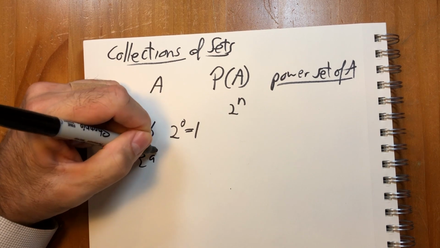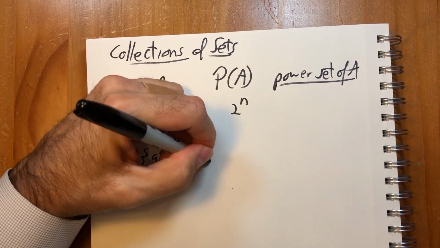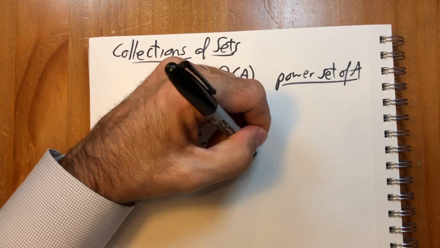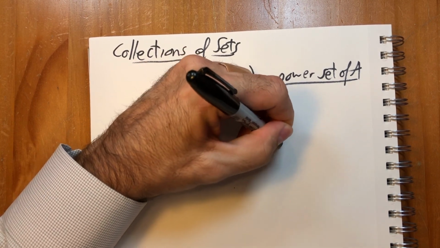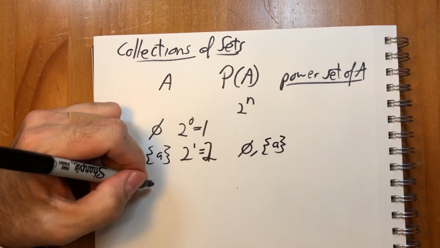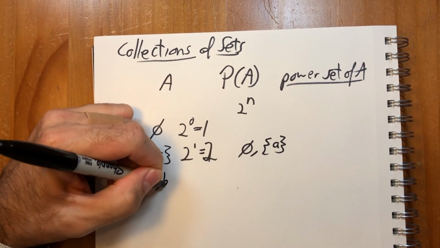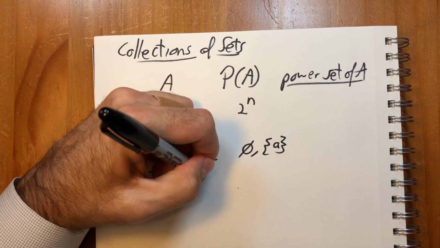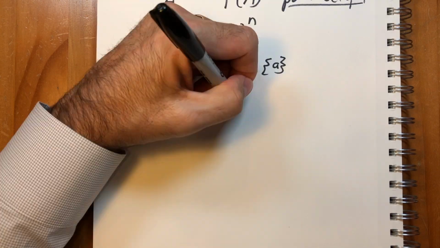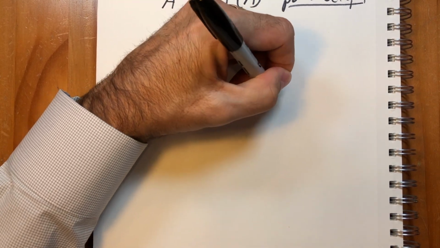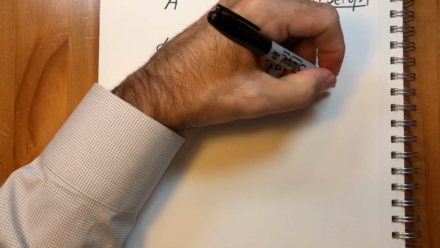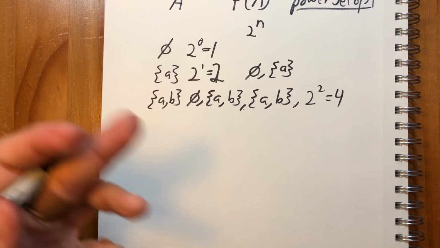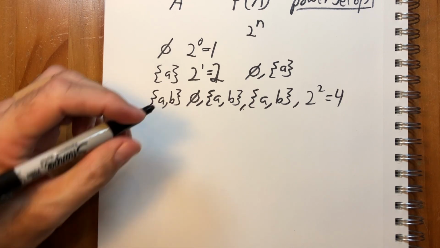A set with 1 element has 2 to the 1 equals 2, and what are the subsets of this? It's just the empty set and the whole set, right? So that's right. Now, what if we have a set with 2 elements? Then the subsets would be the empty set, the whole set, and also 2 subsets, one for each element. So there's 4 of them. So it works. If you did another one, you'd see that it's the same thing, and so on.